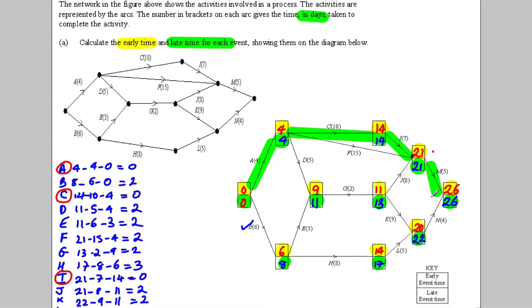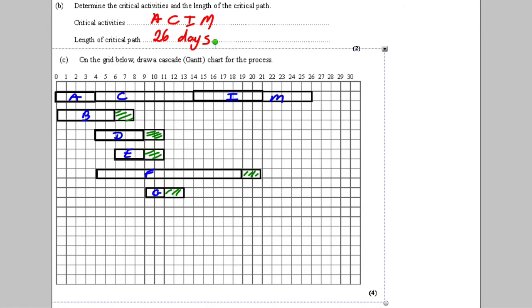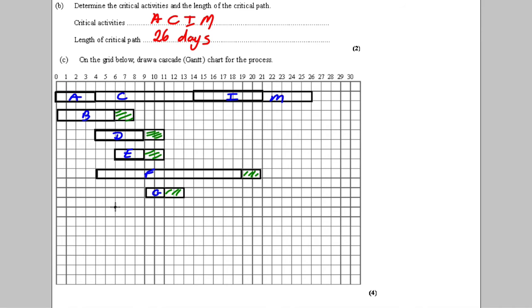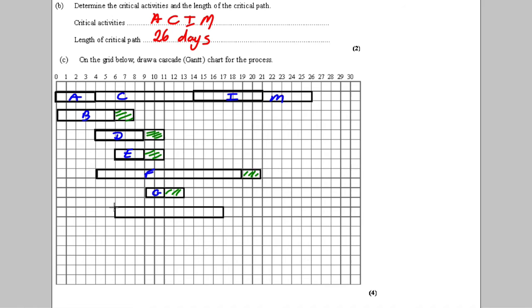H starts at 6, ends at 17, is 8 long. So starts at 6, ends at, I think, 17, we said. Is that right? Ends at 17, starts at 6, ends at 17, but it's 8 long. So 1, 2, 3, 4, 5, 6, 7, 8. And there's its float there. That's H. Done I, and then we need J, K, L.